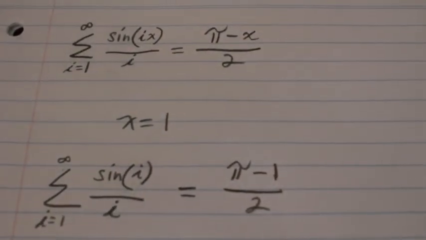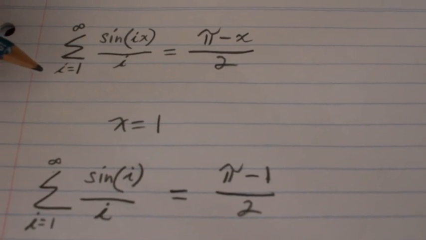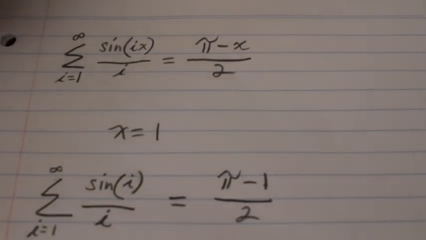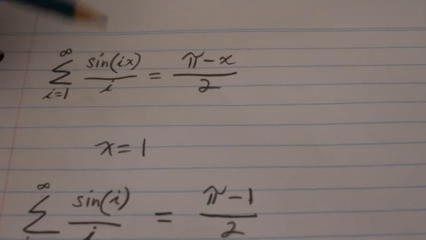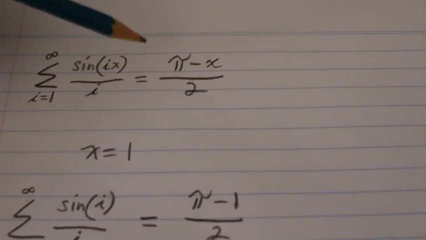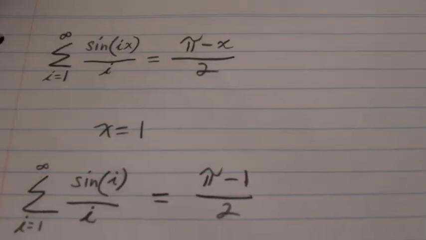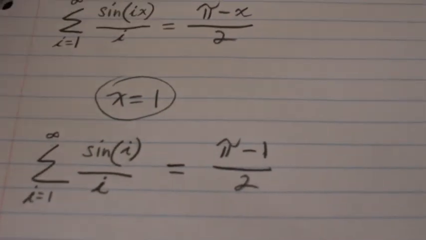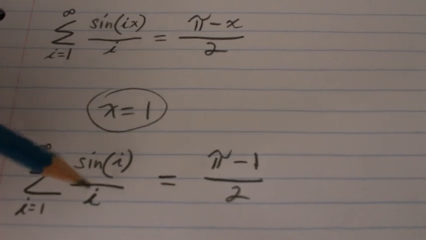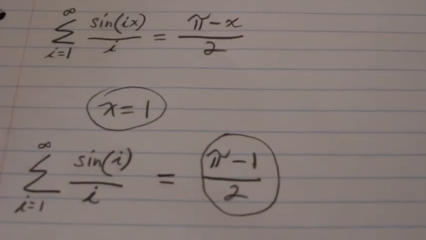Here's the series again. I switched to using I for the summation variable. So I here is not the imaginary unit, just the dummy variable for the series. The sum from I equals 1 to infinity of sine of ix over I is equal to pi minus x over 2. For our numerical experiments, we'll specialize to the case of x equals 1, and that gives us the sum of sine of I over I equals pi minus 1 over 2.